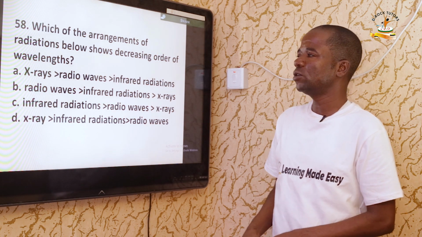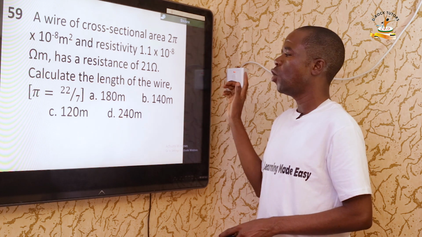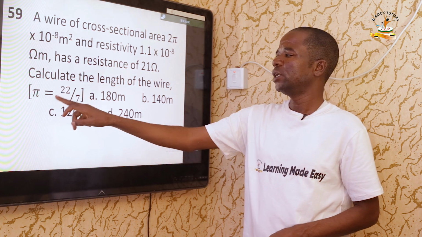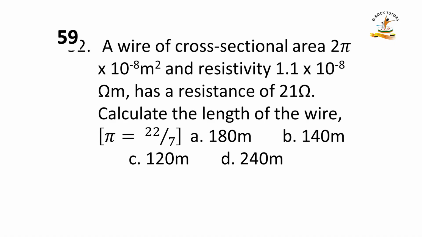For 58. Let's go to number 59. A wire of cross-sectional area 2π times 10⁻⁸ meters squared and resistivity 1.1 times 10⁻⁹ ohm meter has a resistance of 21 ohm. We have to calculate the length of the wire. We have to take π to be 22/7. Let's come to the board and see how we can solve this.